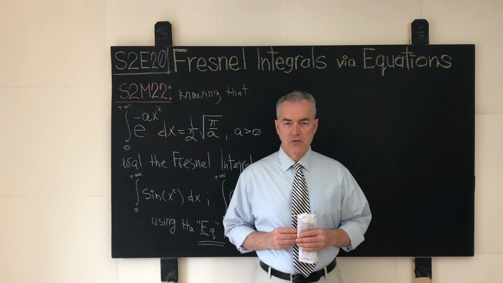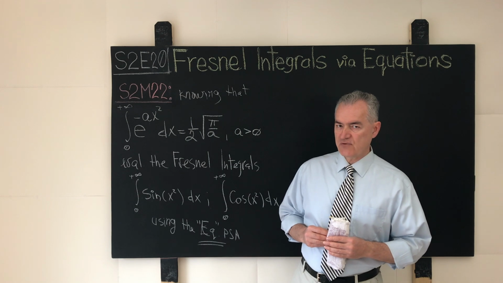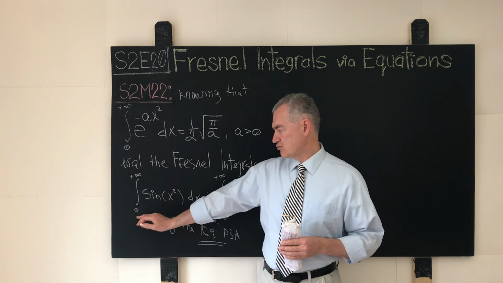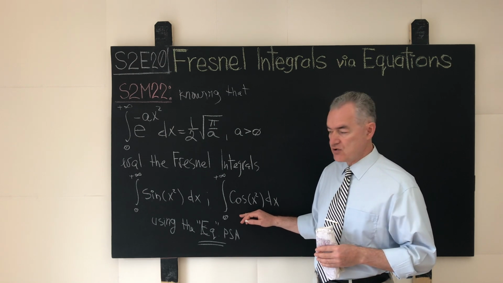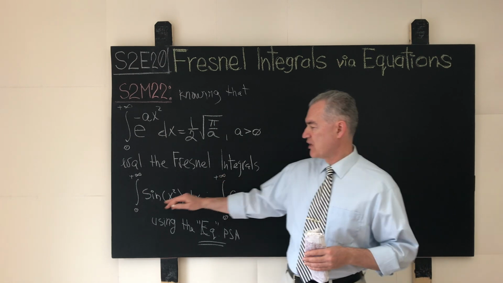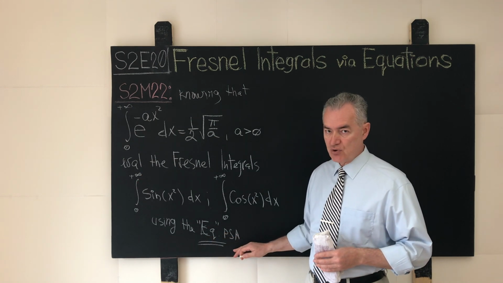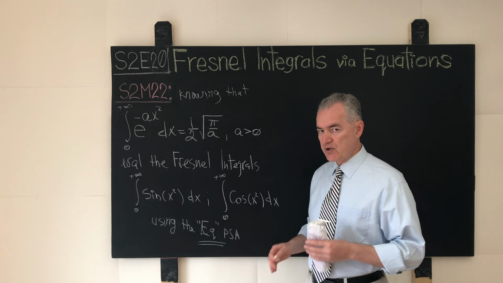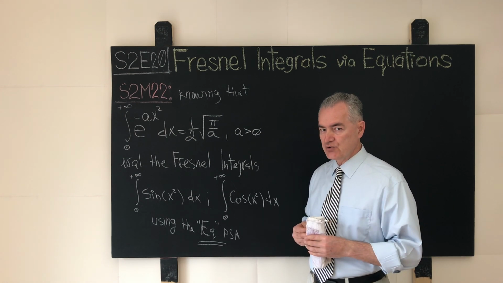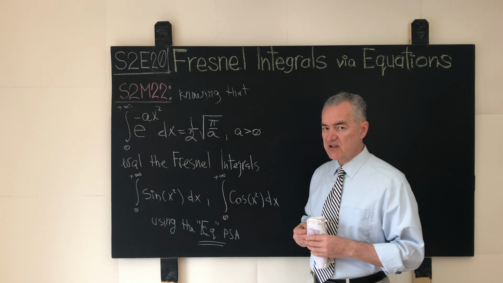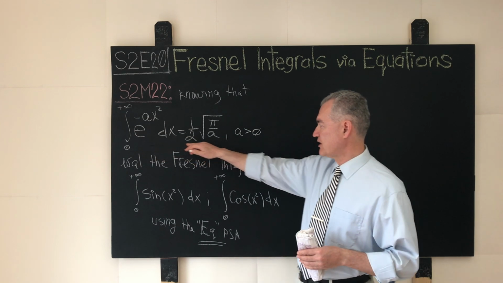In the mathematical problem S2E20, we are asked to evaluate the Fresnel integrals shown here and here over the positive branch of the x-axis using the equation problem-solving approach, knowing pretty much the only thing that we are allowed in some sense to use when it comes to integration: the value of the Euler-Poisson integral shown over here.